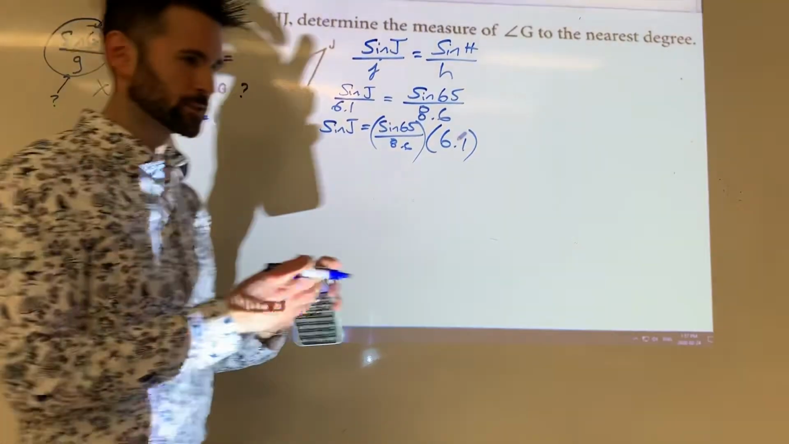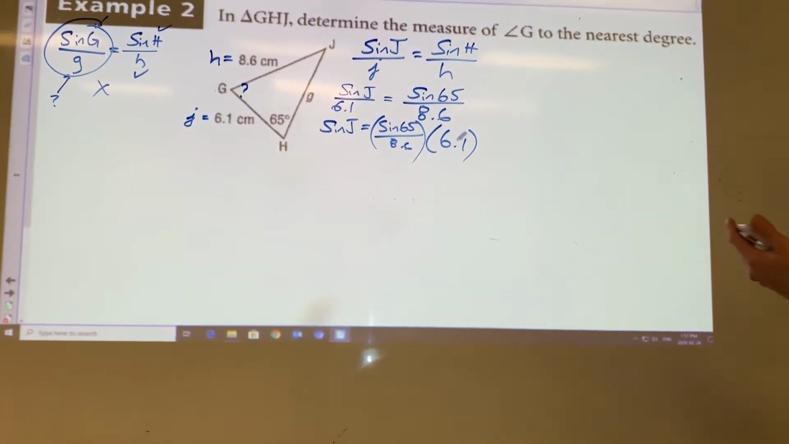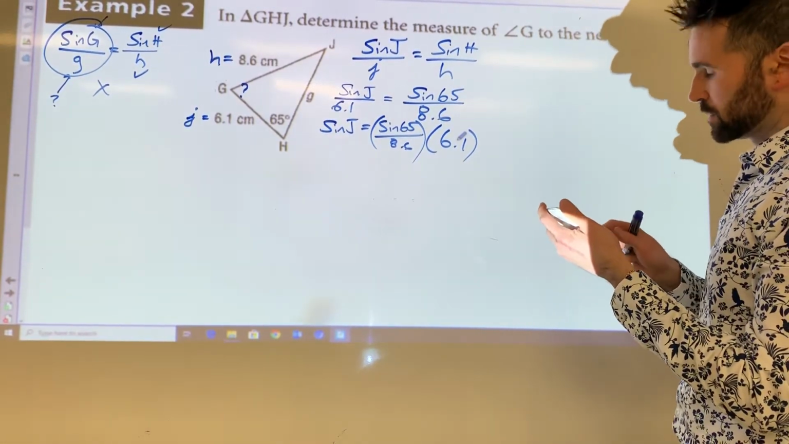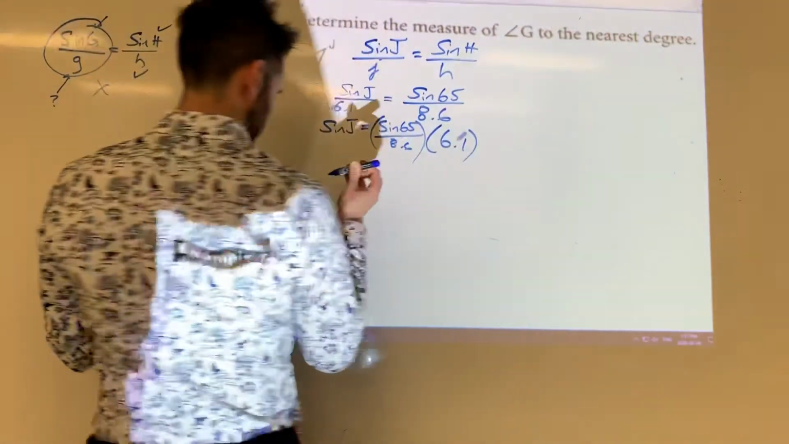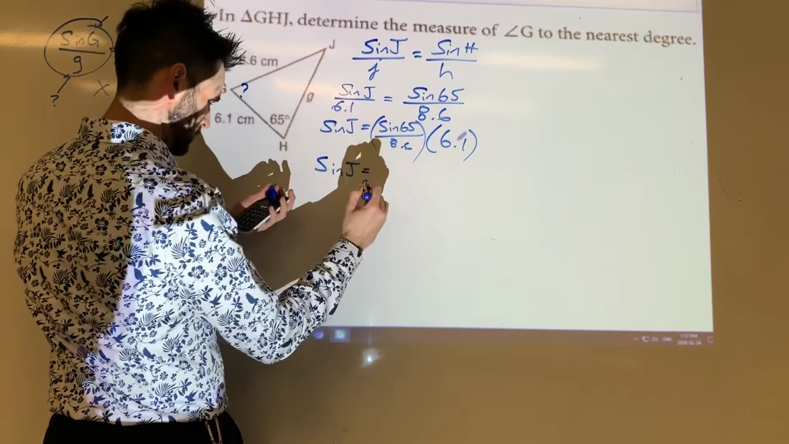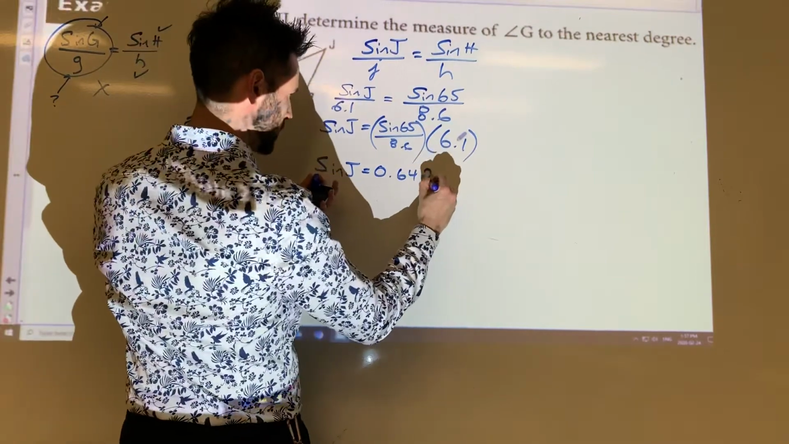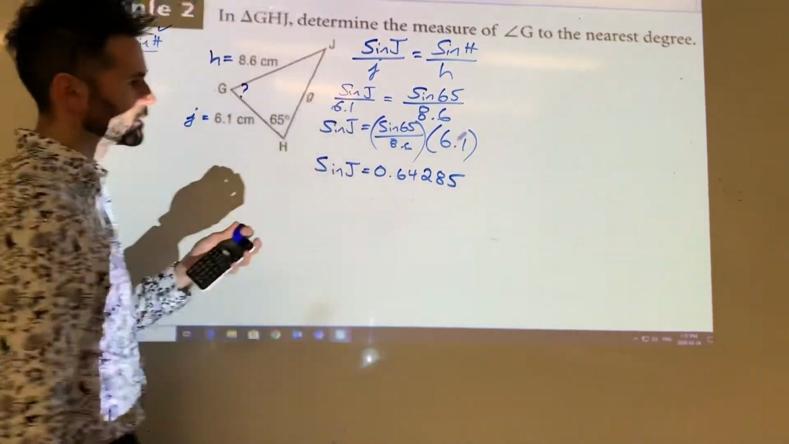Suppose you could type that in on your calculator. I'm holding one. Where did my calculator go? Sine 65 divided by 8.6. Okay, let's see if we get the same decimal here. So I got 0.64. I'm just going to go to 5 decimals. I'm going to round this next one. There.